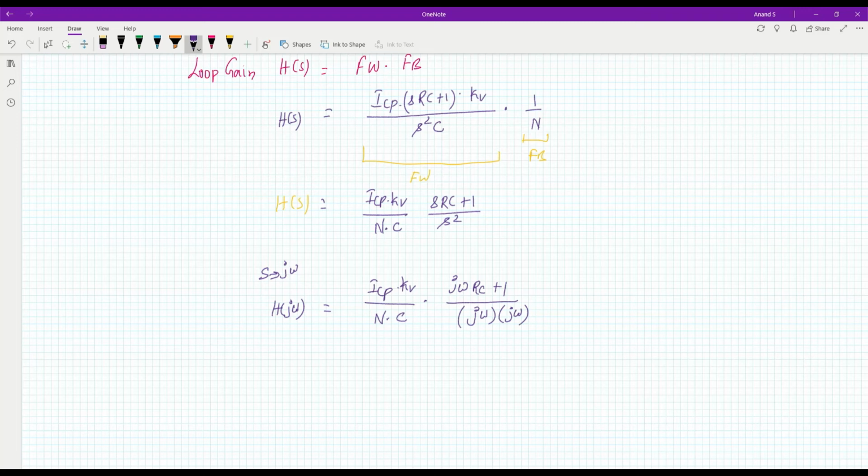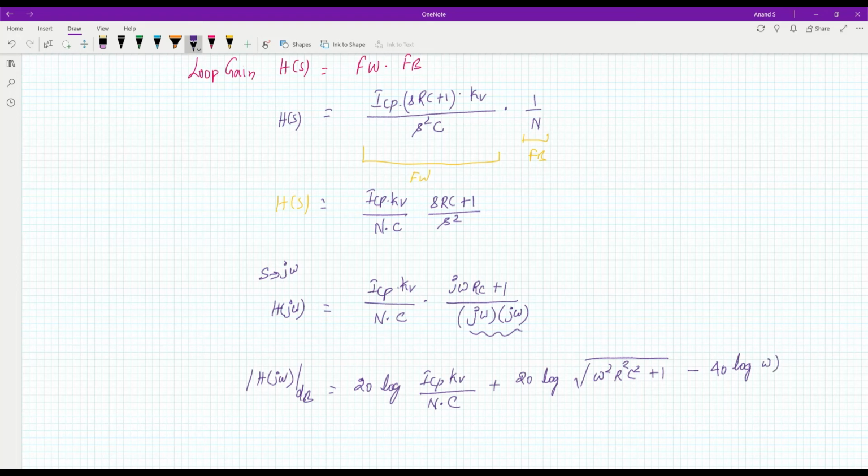So what is the magnitude? The magnitude of H of j omega in terms of dB will be 20 times log of ICP KV divided by N into C, plus, for the numerator term, 20 log square root of omega square R square C square plus 1, minus 40 log omega because of this denominator term.